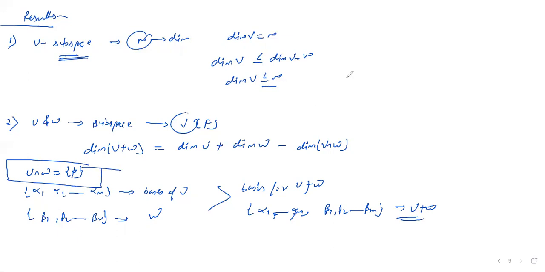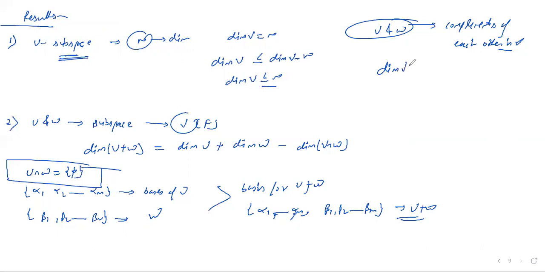Now if I say that u and w are two subspaces which are complements of each other in the vector space v, then the dimension of v equals the dimension of u plus the dimension of w.